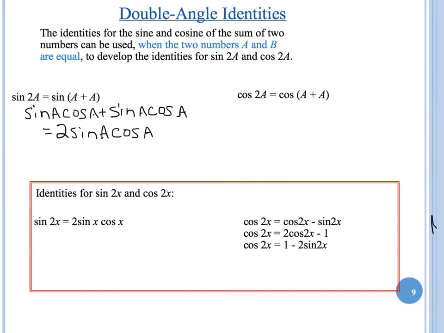And I'm going to do the exact same reasoning to get a double angle for cosine using my cosine setup. I would have cosine A times cosine A, and it's addition, so I'm subtracting sine A times sine A, and cosine times cosine is cosine squared, and sine squared. So that's the first identity that comes up.